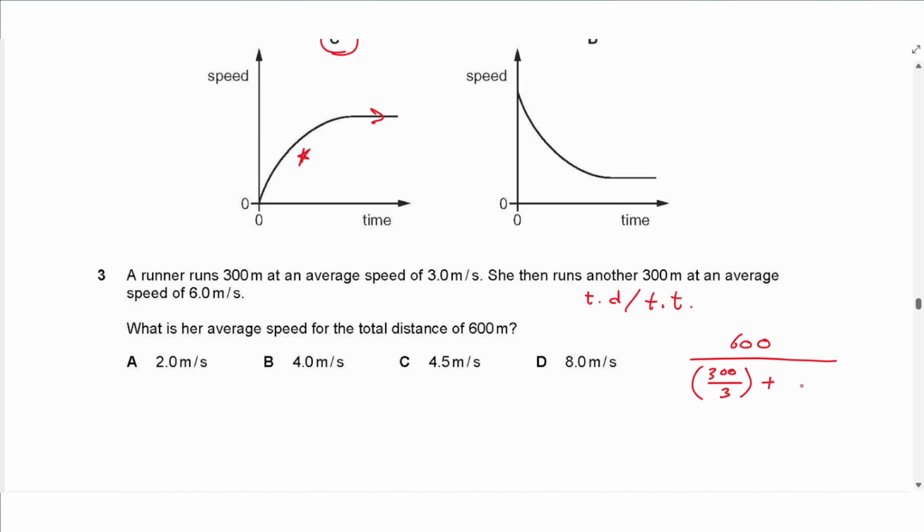So this is the first time. And then 300 meters again divided by 6, that is the second part of the race. So this is the total distance divided by the total time, and this gives an answer of 4 meters per second. So we choose B.